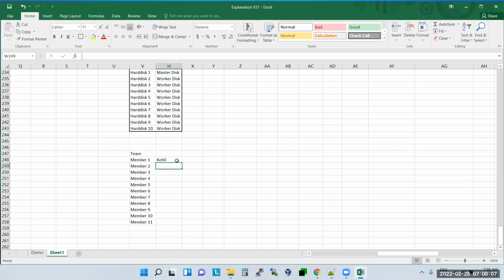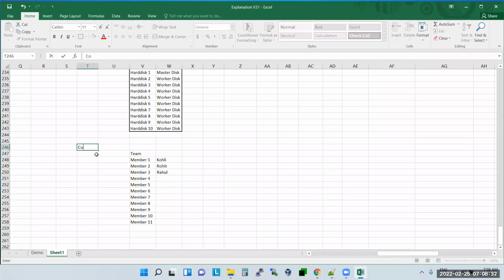If I ask member two, who are you? I am Rohit. Who are you? Let's say someone else. What name can I give? KL Rahul. If I ask each individual person, they'll say I'm Kohli, I'm Rohit, and I'm Rahul.